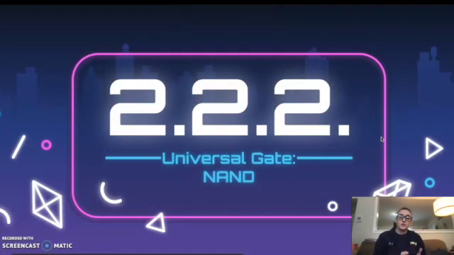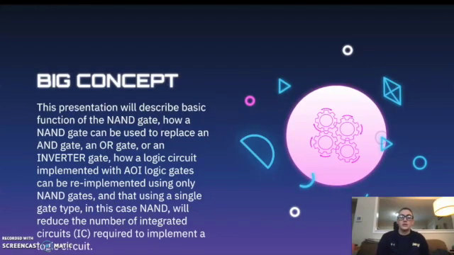So this lesson is 222, and we are looking at universal gates, specifically the NAND gate. So this is the first of the universal gates that we're going to be taking a look at. And in this presentation, we're going to do a lot of stuff. We are going to be looking at the basic function of a NAND gate.